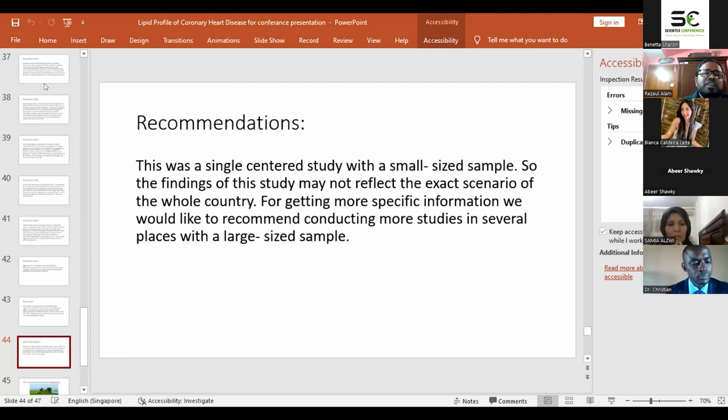Recommendations. This was a single-centered study with a small sample size, so the findings of this study may not reflect the exact scenario of the whole country. For getting more specific information, we would like to recommend conducting more studies in several places with a large sample size.